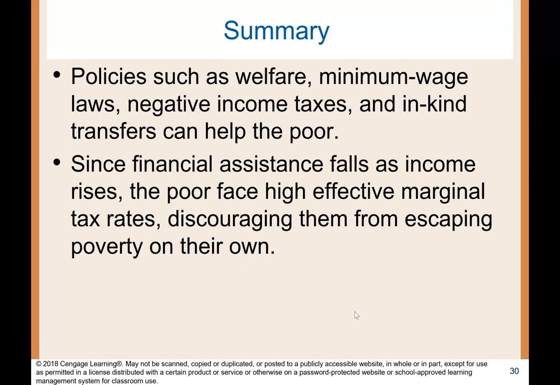Policies such as welfare, minimum wage laws, negative income taxes, and in-kind transfers can help the poor. Since financial assistance falls as income rises, the poor face high effective marginal tax rates, discouraging them from escaping poverty on their own.